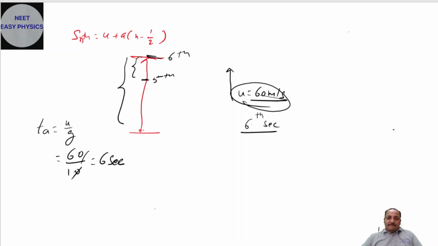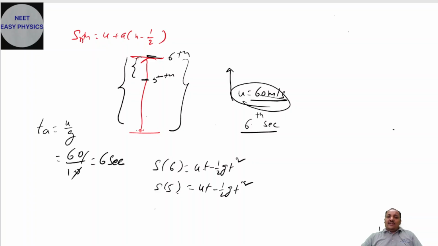But they are asking the distance covered from 5 to 6. So what is this distance they are asking? In 6 seconds, how much distance is it covering? S6 is equal to ut minus half g t square, we will use. Like that, S5 is equal to ut minus half g t square. So first we will use 6, next we will use 5. Again if you subtract the distance covered in 6 seconds minus the distance covered in 5 seconds, you are going to get the 5 to 6 distance.